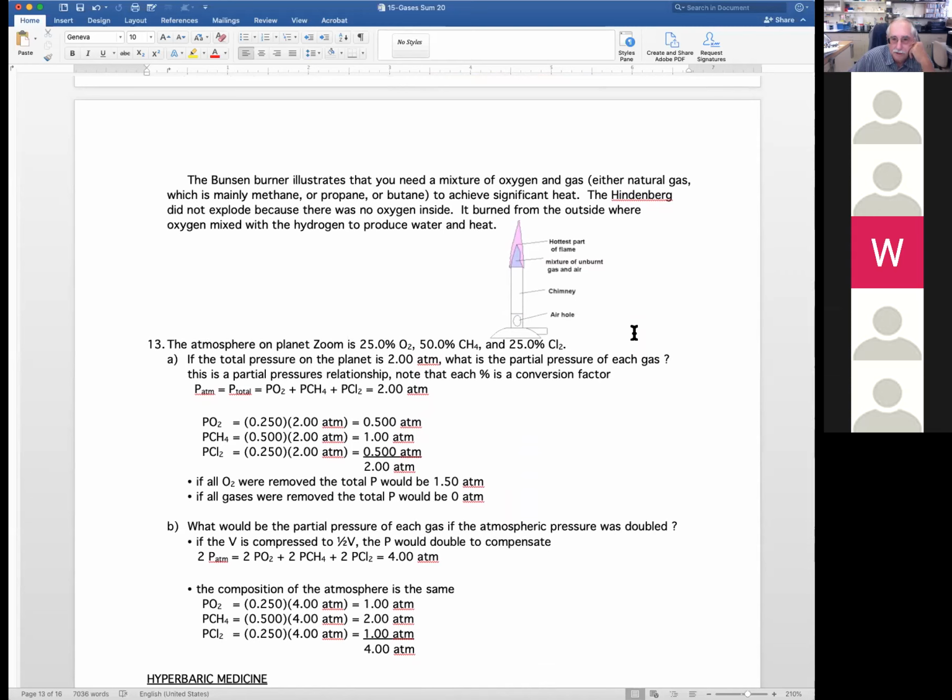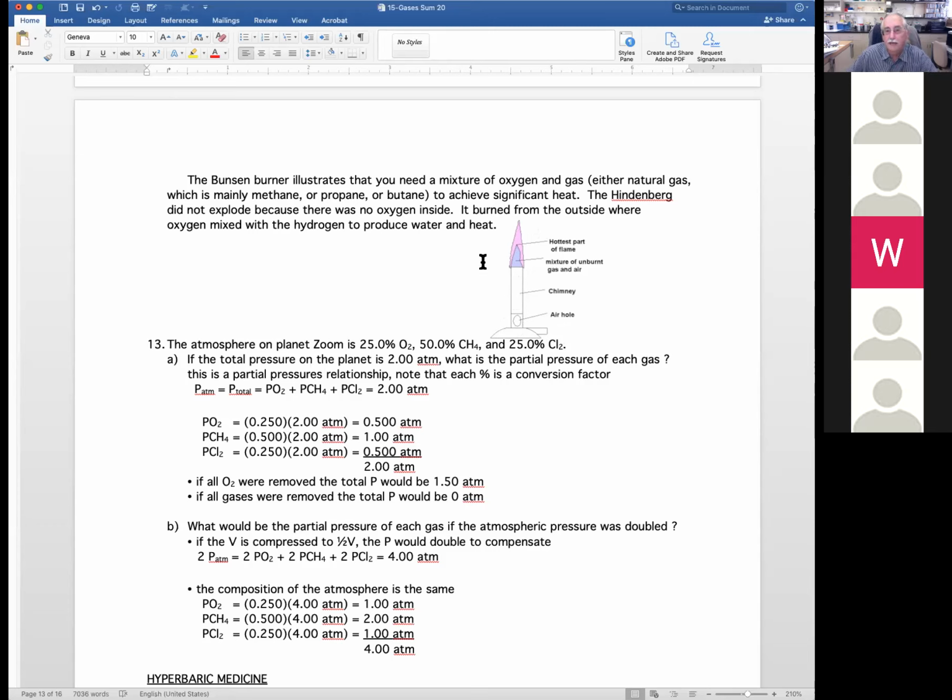So the butane, propane, whatever it is, comes through here. There's an air hole here, so as the gas goes through here, it sucks air in, and you get some mixing of oxygen in here, but it's usually not enough to make it burn well. It has to get out here and use oxygen from the air.